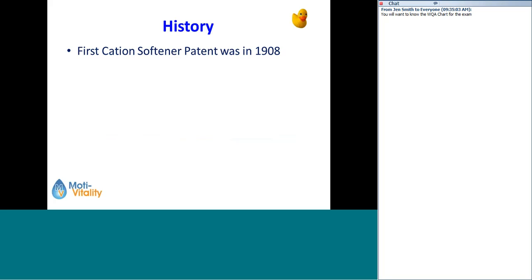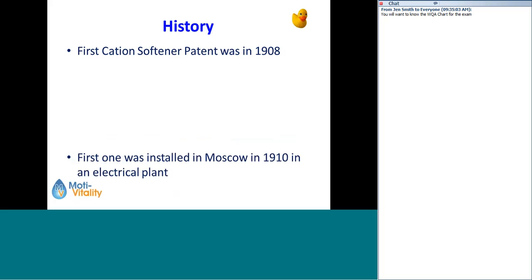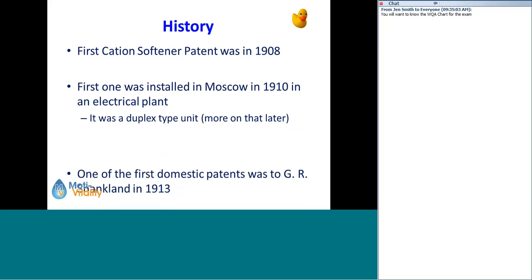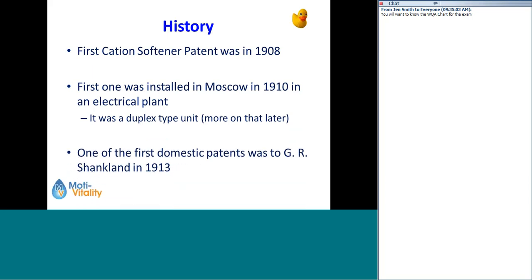So the first cation softener patent was in 1908. First one was installed in Moscow in 1910 in an electrical plant. It was a duplex type unit, and we'll talk more about that later. One of the first domestic patents was to somebody named G.R. Shanklin in 1913. So good job, G.R.